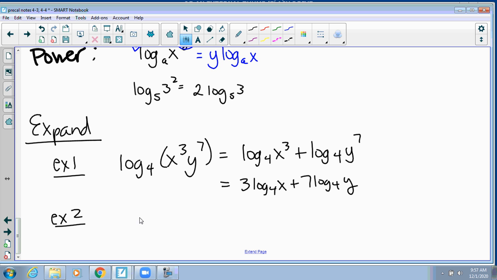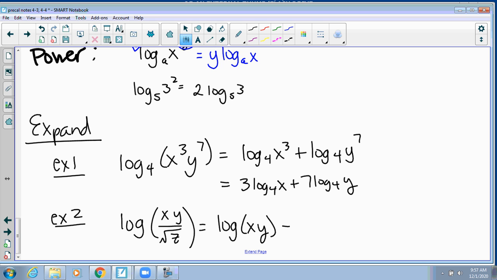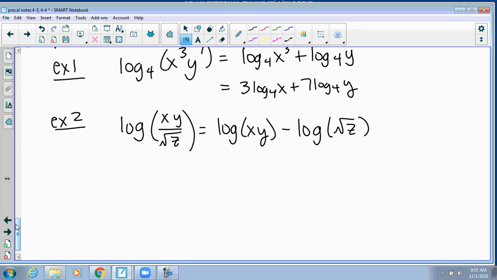Okay. Our second example for expansion, we have log of xy over the square root of z. We've got a product, and then we also have a quotient here as well. So I'm just going to split this up into log xy minus log root z, and then I will split up the multiplication here into two logs. Remember, multiplication represents a plus when you split it. Log x plus log y, then minus log square root of z.